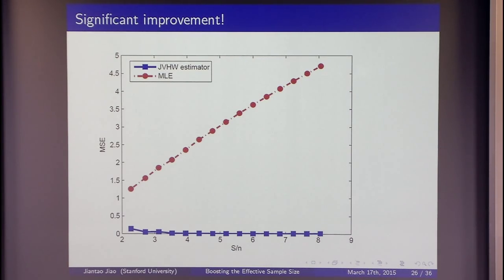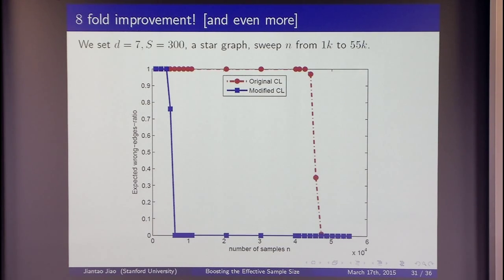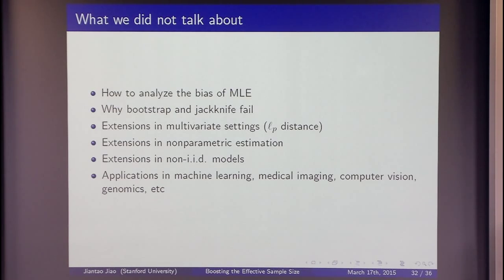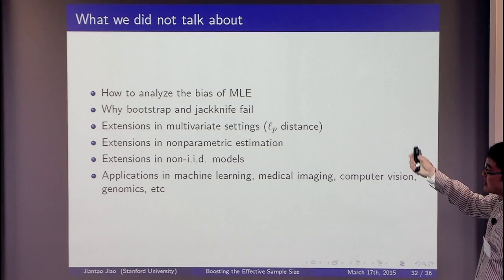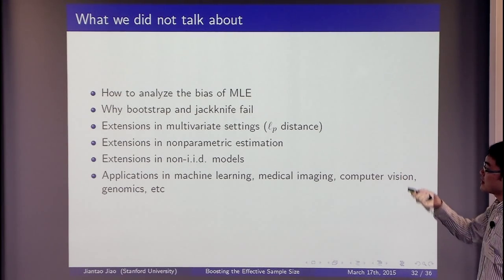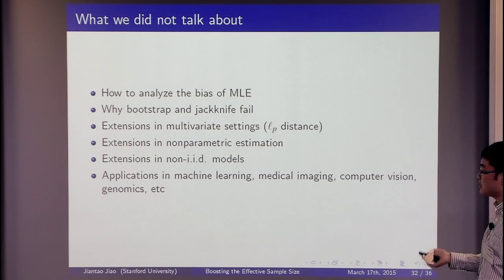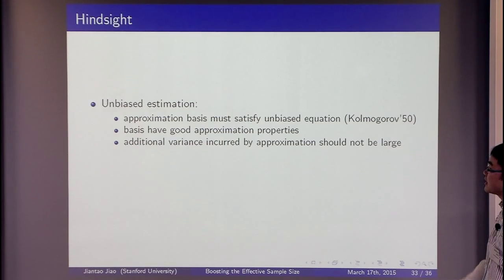There's another application in machine learning that I cannot talk about, which also shows significant improvement, an 8-fold improvement in learning tree graphical models. We also didn't have time to talk about many other things. For example, we didn't say how you analyze the bias of the MLE, which also was not known before. And we need to connect this with another field, approximation theory, studied over 100 years. These are why bootstrap and jackknife fail, and also multivariate settings, non-parametric settings, non-IID settings, and all who apply this.